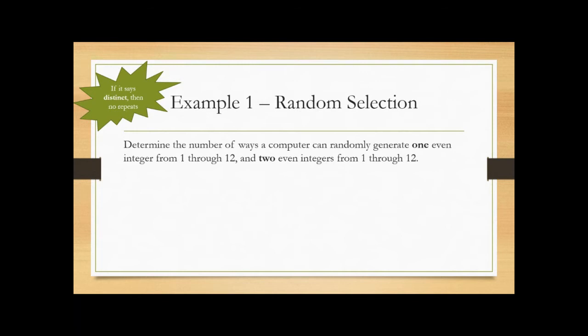So first we've got numbers 1 through 12. And the question is, how many even numbers are there between 1 and 12 when you're including 1 and 12? So how many are there? You guys can answer that. Six. Yes, Clayton, there are 6.